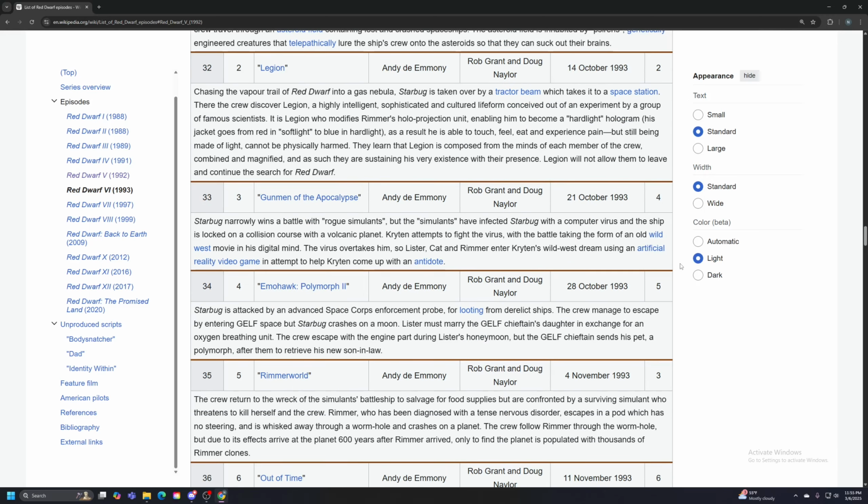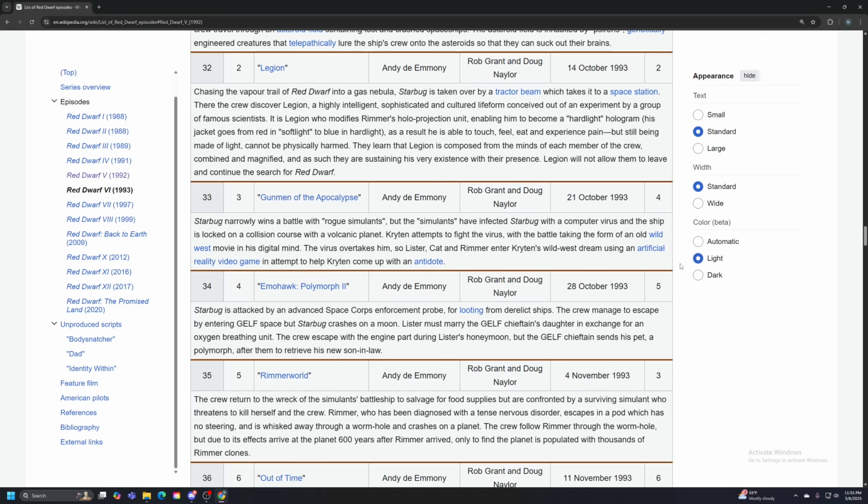Episode 2, Legion. Chasing the vapor trail of Red Dwarf into a gas nebula, Starbug is taken over by a tractor beam which takes it to a space station. There, the crew discover Legion, a highly intelligent, sophisticated, and cultured life form conceived out of an experiment by a group of famous scientists. It is Legion who modifies Rimmer's holographic projection unit, enabling him to become a hard light hologram. His jacket goes from red soft light to blue and hard light.